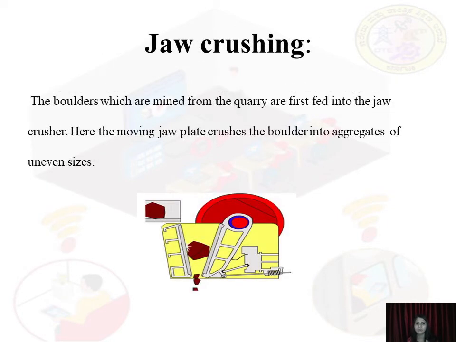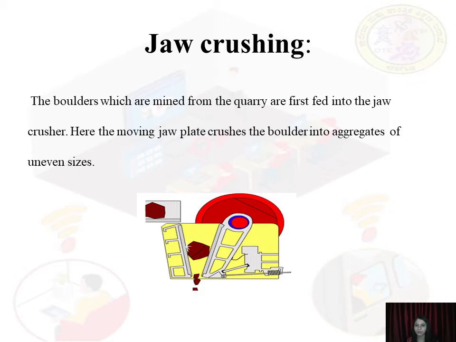The first one is jaw crushing. This is the first stage of crushing, which reduces the boulders from the quarry to aggregates. A jaw crusher is used to reduce the large rocks by placing the rock into compression. You can see here in the sketch, this is the jaw crusher. In total, the rocks are crushed into smaller rocks. The size of rocks obtained in jaw crushing is 500 mm to 150 mm.